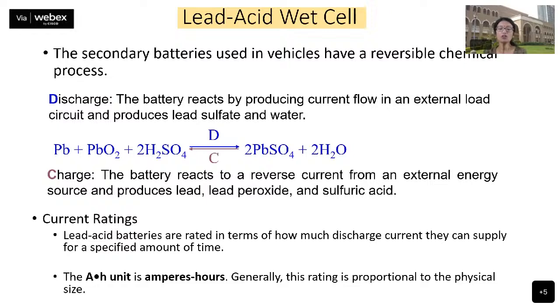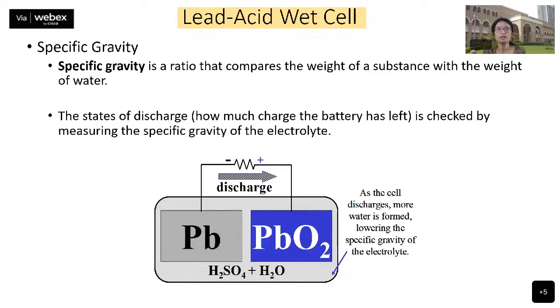And the current rating of these lead acid batteries tells you how much discharge current they can supply for a particular amount of time. The unit is generally ampere hours. If you have a higher ampere hour rating, the size of the battery is also larger. So the rating is proportional to the physical size of this particular battery.